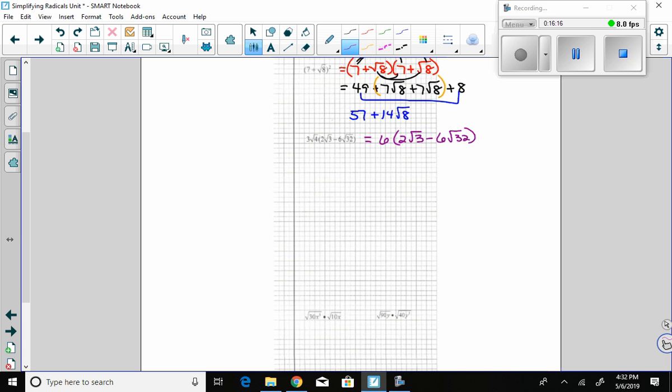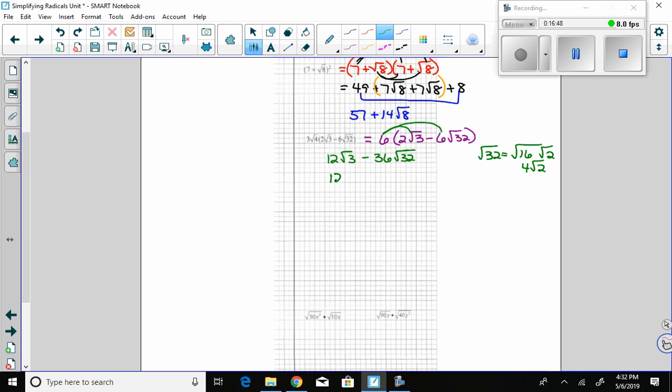All right, here we go. 6 times 2 root 3 is 12 root 3. And negative 6 times the square root of 32 is negative 36 times the square root of 32. Square root of 32, right? What makes the square root of 32? Square root of 16 times the square root of 2, or 4 root 2.